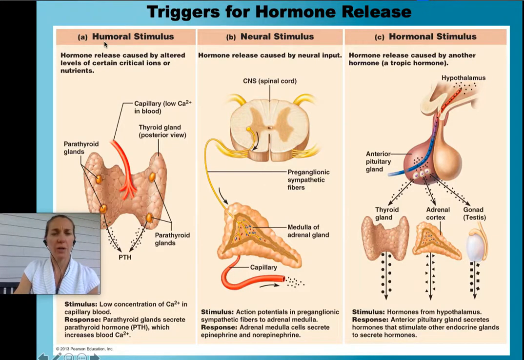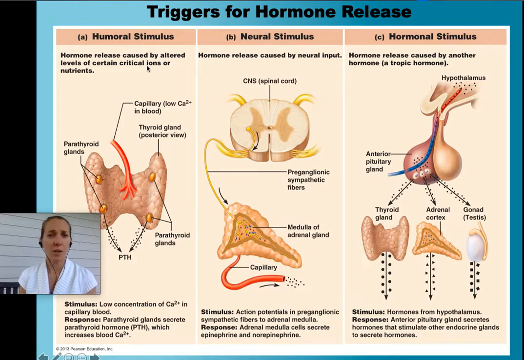When we're talking about a humoral stimulus, you want to think about humors of the body. Humors of the body refers to fluids of the body. And so what you're really seeing here is that a hormone release is going to be caused by altered levels of a certain substance in the blood. This could be electrolytes or ions in the blood. Let's run with a few examples to begin with.